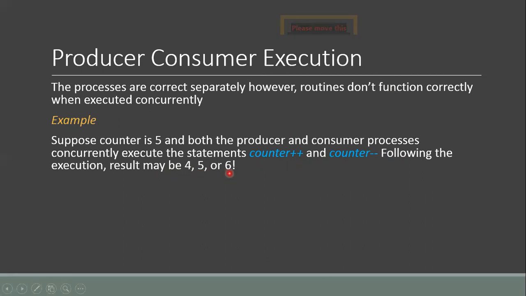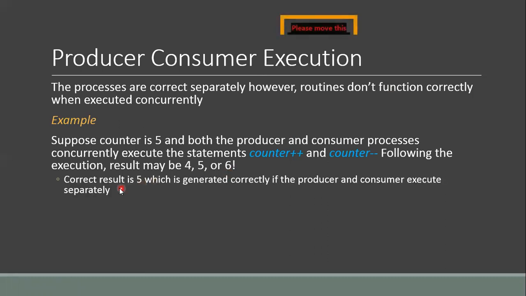How surprising. So what should be the correct value among these 3 values? The correct answer is 5. Initially, when the counter is 5 and the producer has produced 1 item and the consumer has consumed 1 item, the net effect would be there would be 5 items in the buffer. So the correct answer is 5, which is generated correctly if the producer and consumer execute separately.